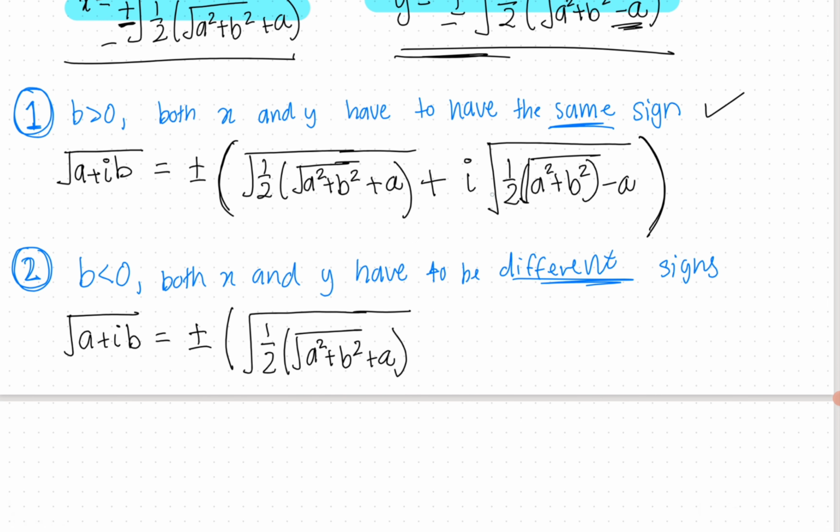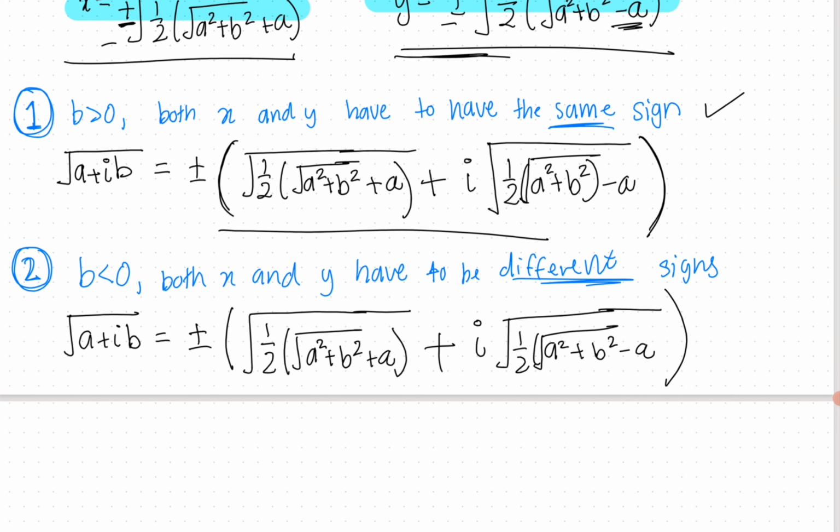And then once again, we have the i, square root 1/2, another square root, a squared plus b squared minus a, parentheses. Now, if we have a plus over here, that's the same thing as this one. Both x and y are going to have the same symbol, but we don't want that. We're taking a separate case where x and y have to be different signs. So if we put a negative, for example, here it's a positive, here it's a negative.